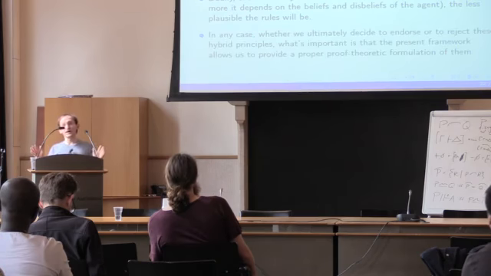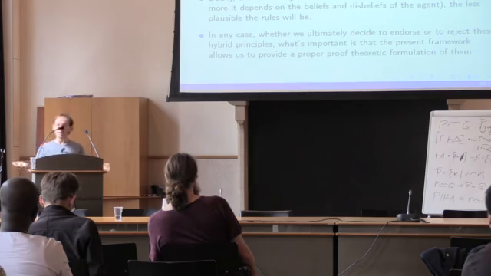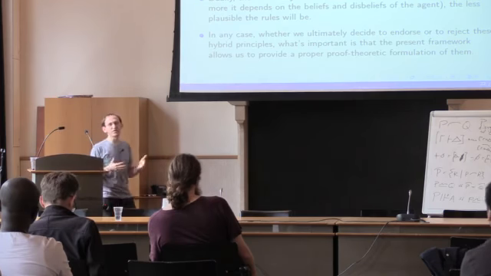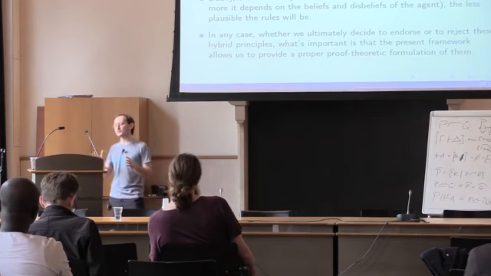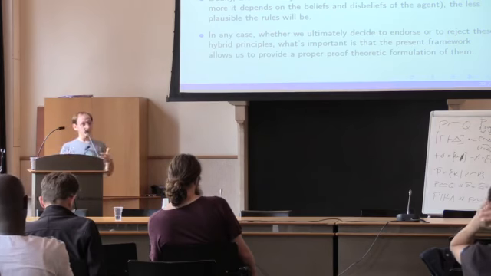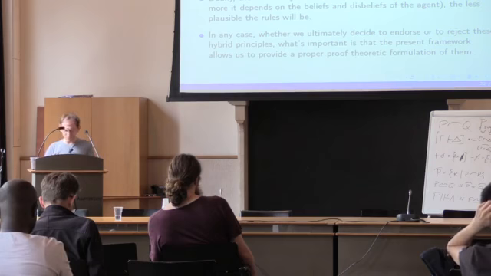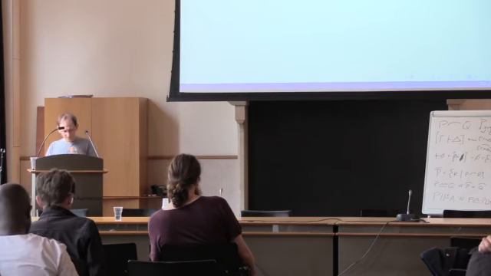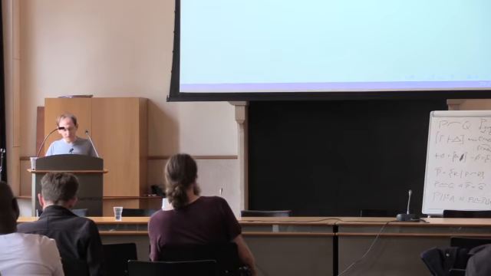But in any case, I don't want to argue in favor of the plausibility of these rules. All I want to say is that having a calculus for both validities and invalidities allows us to provide a suitable framework to evaluate this sort of hybrid rules. And yeah, just a couple more minutes and I'll finish.